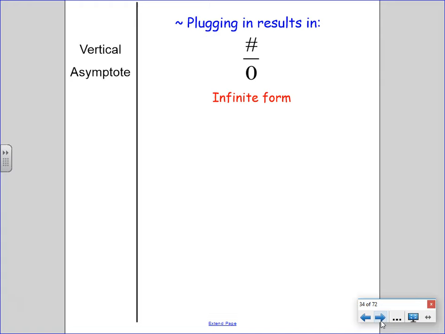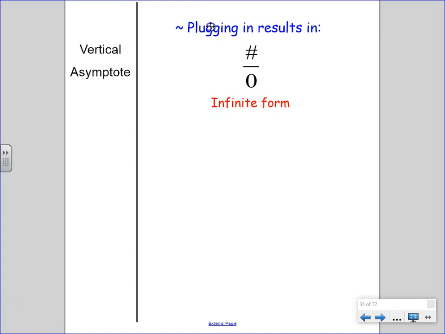But how about this one? Is this 0 over 0? No. What is it? Number over 0, constant over 0, 10 over 0, 6 over 0, 1 over 0. We could say technically non-existent. Why? What's this form called? Infinite form. What is occurring at the value if I get number over 0?